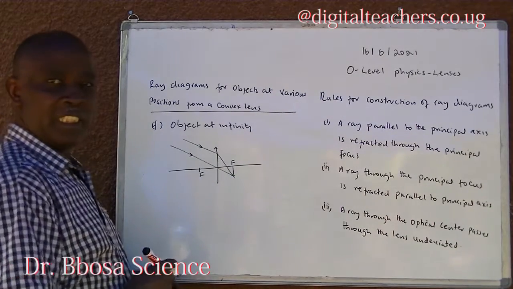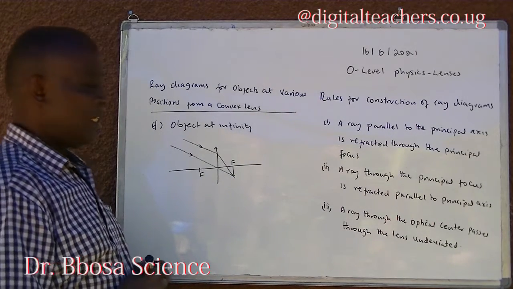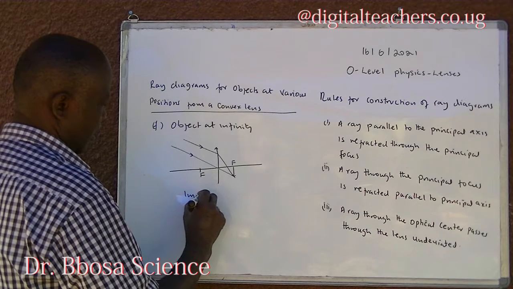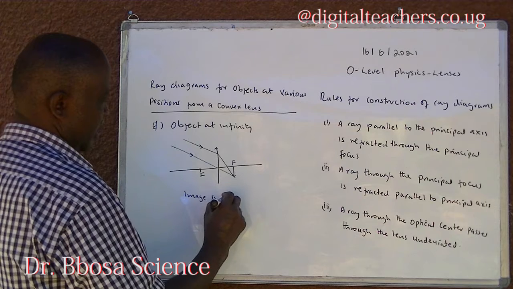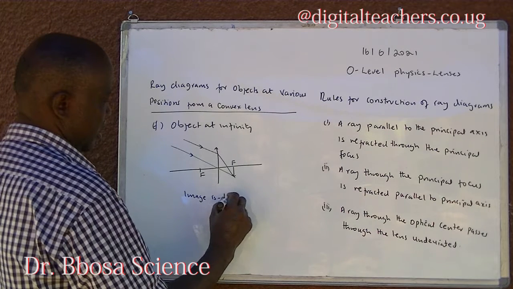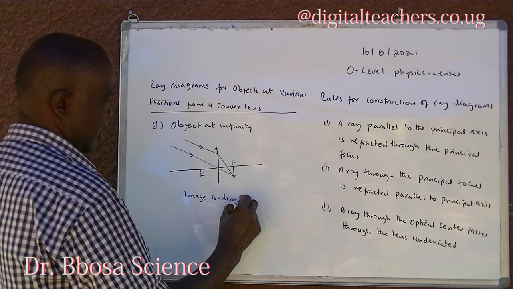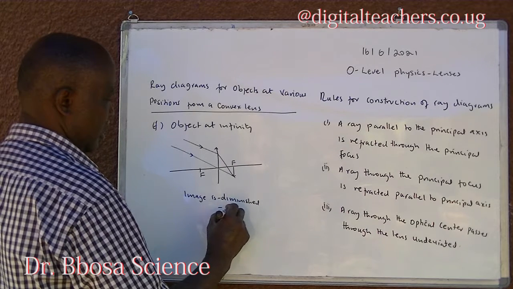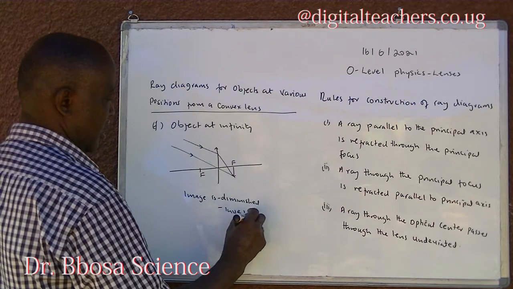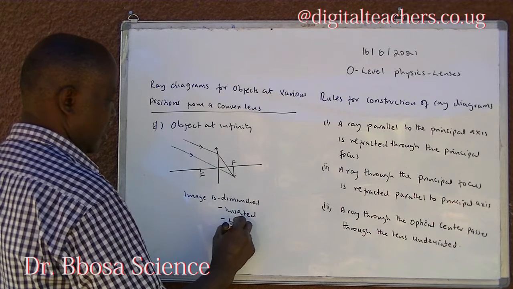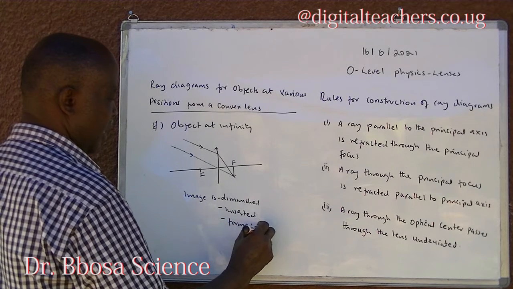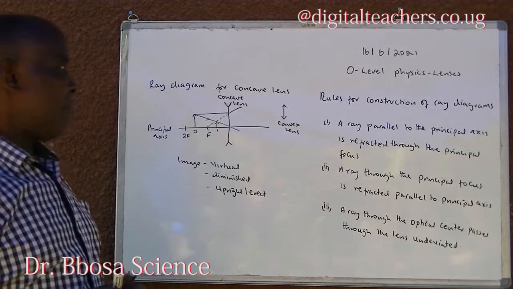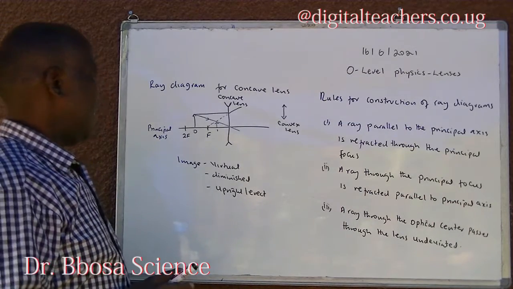The image forms at the principal focus F. So the image is diminished, inverted, formed at F.